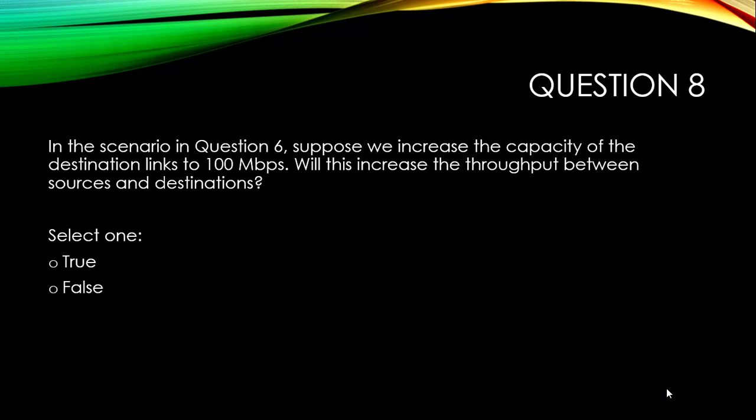So now as we revisit question 8, we can see that will the throughput between the sources and destinations increase? Well, the throughput used to be 1 megabit per second, and the throughput has now increased to 75 megabits per second. So therefore the answer is true.